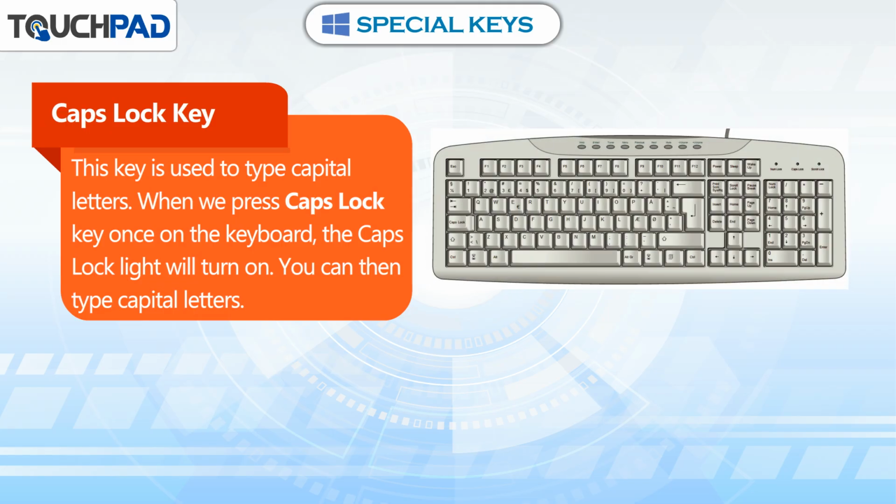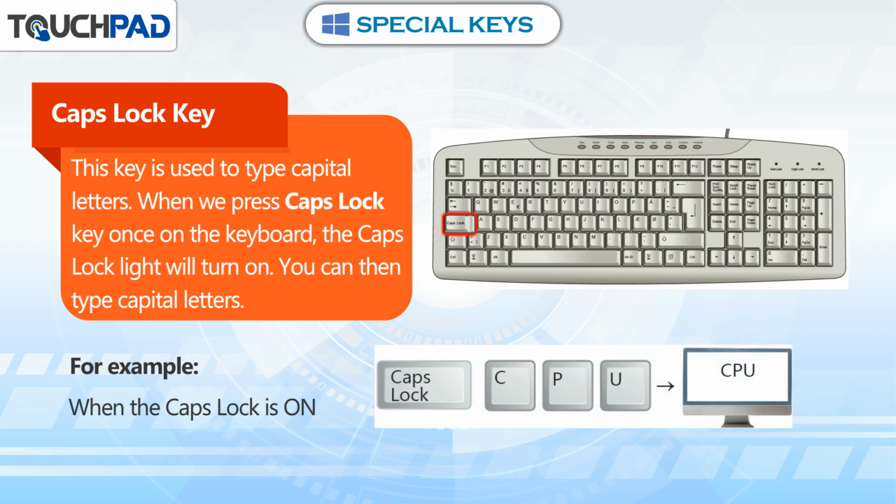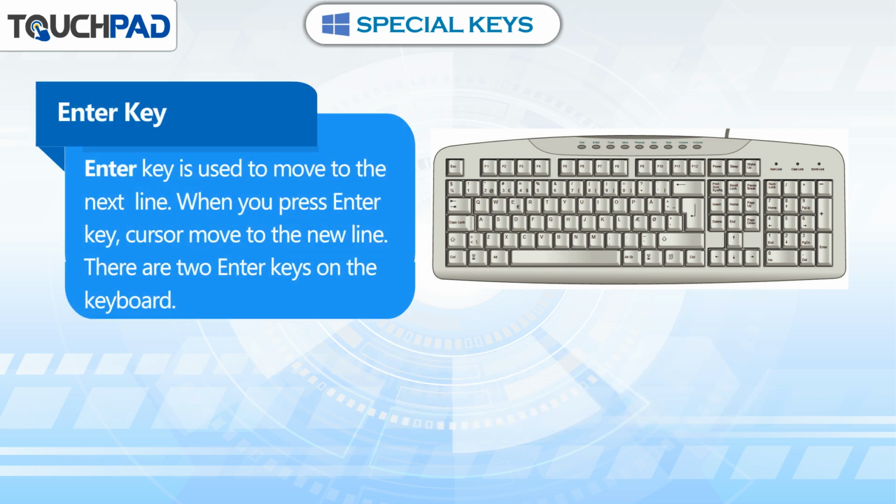Caps lock key. This key is used to type capital letters. When we press caps lock key once on the keyboard, the caps lock light will turn on. You can then type capital letters. For example, when the caps lock is on, caps lock, CPU.